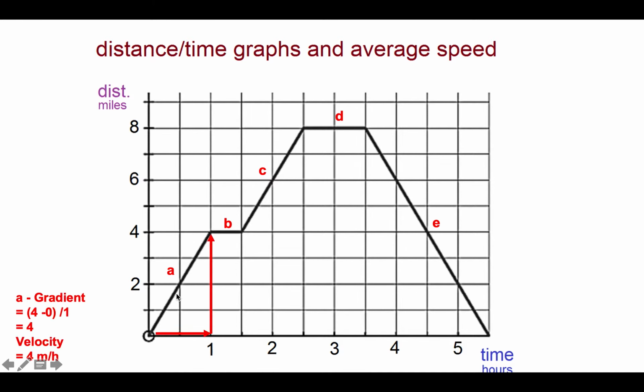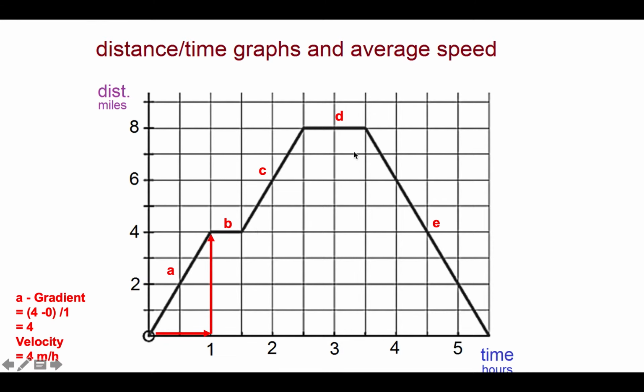So section A, we've got the gradient, so it's the change in y, how much it goes up. That's 4 minus 0, the difference between those 2 points, divided by 1 minus 0, the difference along there. So that gives us a velocity of 4 miles per hour. And once again, the units are important.